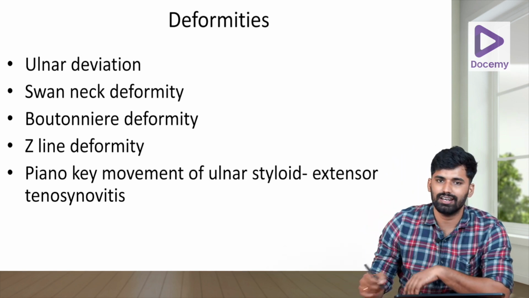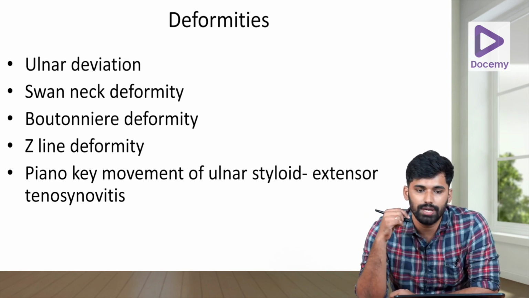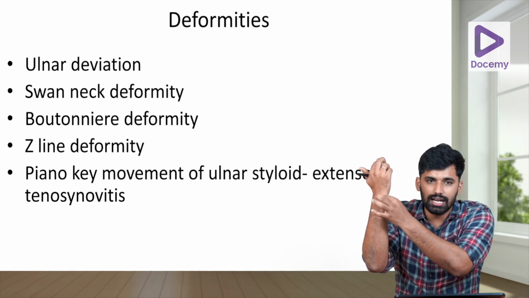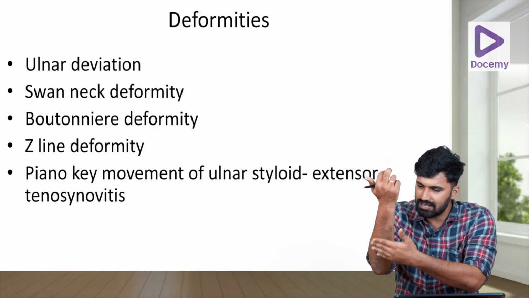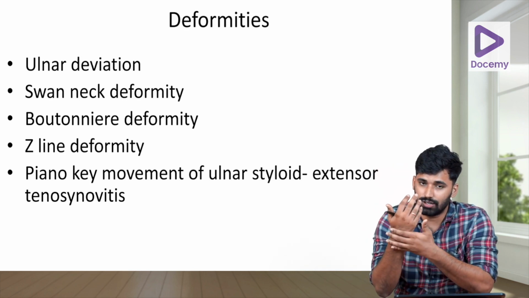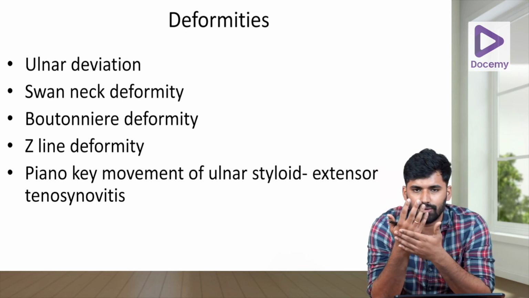Then we have the Z-line deformity which occurs in the first CMC, and then we have the piano key movements of the ulnar styloid. This is the ulnar styloid process. This is where the extensor tendons arise, extensor tendons travel into the dorsum of the hand.